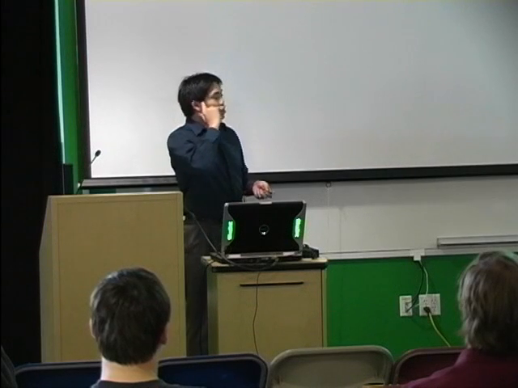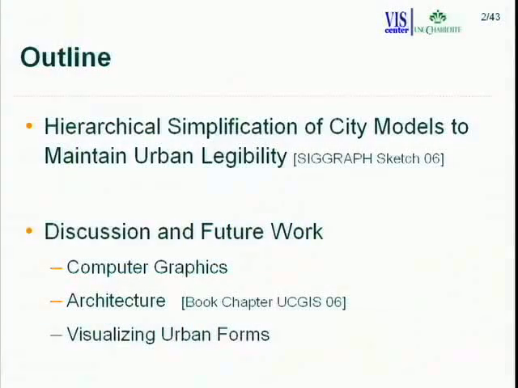So this talk is going to be broken down into about 2 parts. The first half is going to be on simplification of urban models while maintaining urban legibility. This is a talk that I gave at SIGGRAPH this summer, so I apologize to people that were there. It'll be an almost verbatim repeat. And the second half will be on discussion and future work, where I'll be talking about some of the things that we've been working on, as well as some of the things that we would like to be working on in the future.